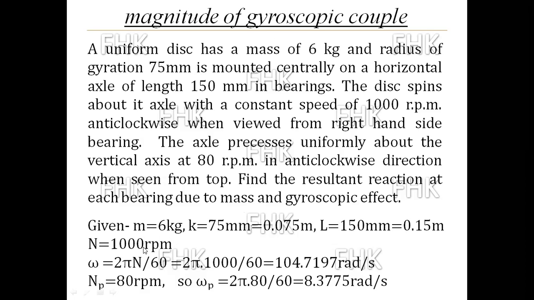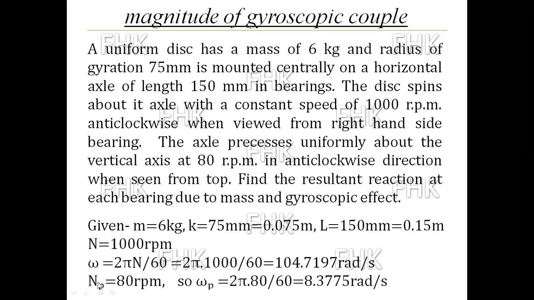The speed of the disc is given as 1000 rpm. The rotation of this rotor or uniform disc is 1000 rpm. So I will convert that N into omega, the angular velocity, using the formula omega equals 2 pi N upon 60. After putting the value of N as 1000 rpm, 2 pi into 1000 divided by 60, I get the value of omega as 104.7197 radian per second.